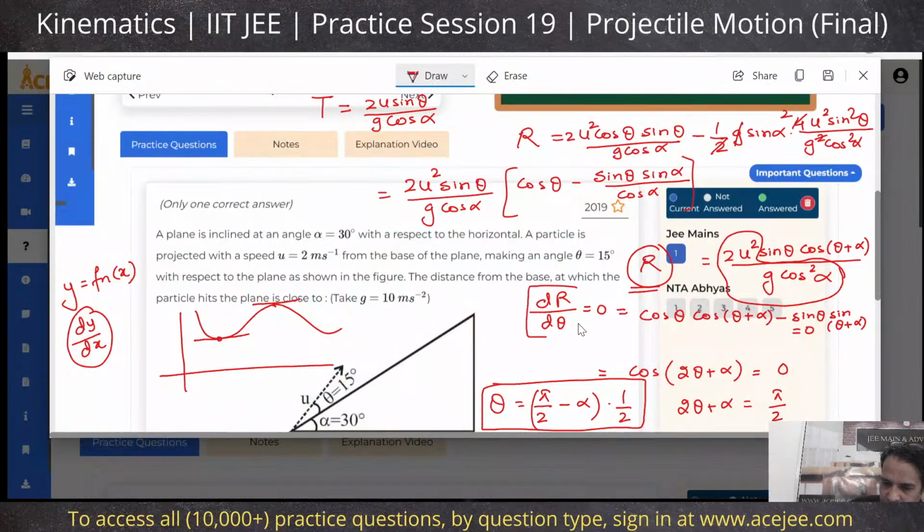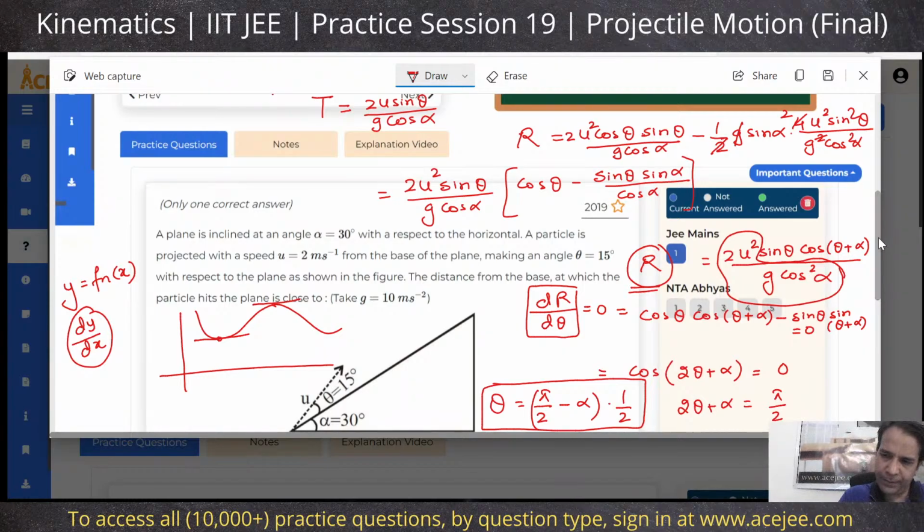So that's what we did. We differentiated with respect to theta. And this was all a constant, 2u square over g cos square alpha. It is not varying with theta. That's a constant, so when you equate the derivative to 0, that constant will disappear anyway. So that's what we have done.